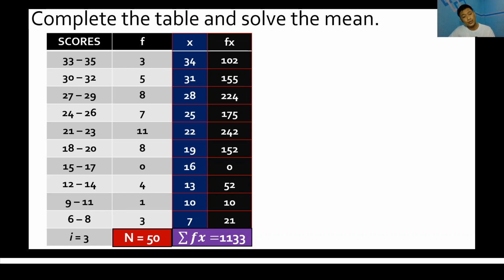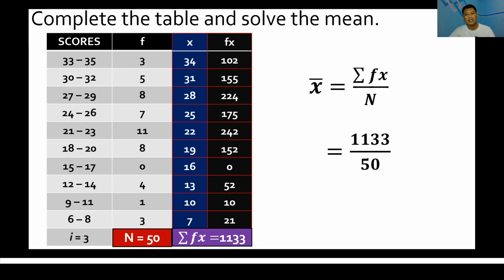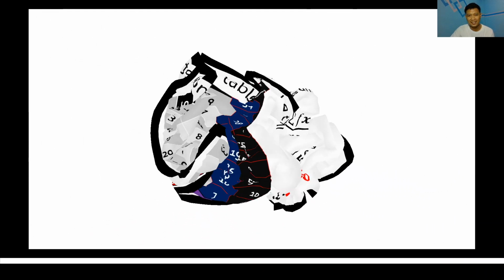Now, solving for the mean, again, just make use of the formula, substitute, divide, and you have now. That's it. So the mean for these scores is equal to 22.66. I hope everything is clear now. It's much clearer now. Okay?